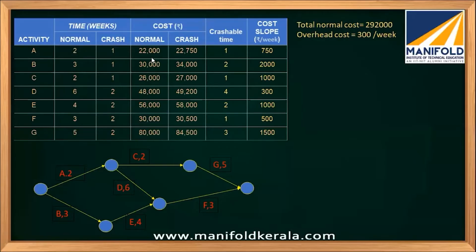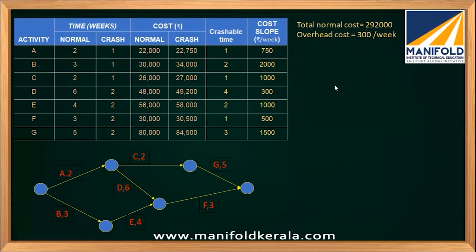So for the total normal cost, just add all these activities. The normal cost for all the activities will be 2,92,000. And it was also given that the overhead cost is rupees 300 per week. So if I want to work for a week, it will be 300 rupees.